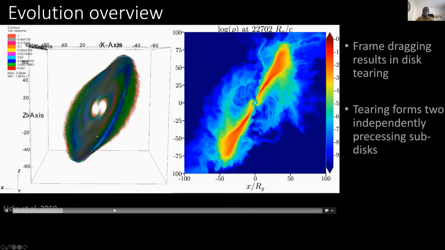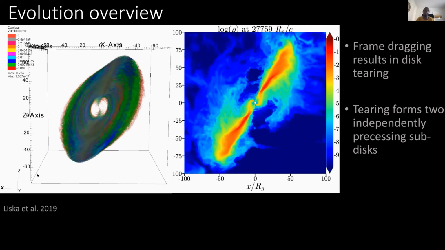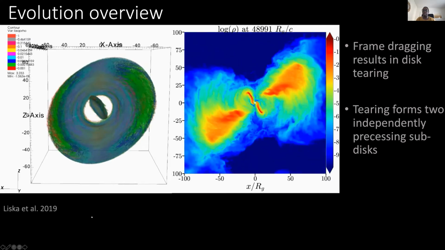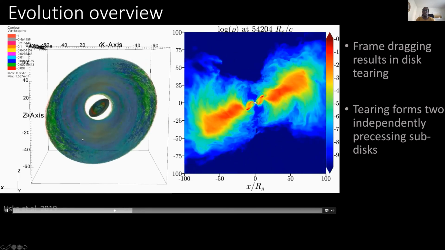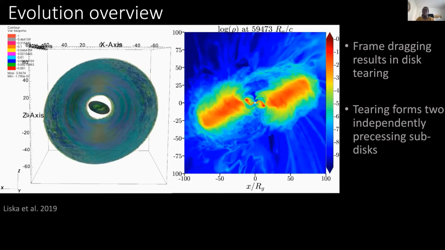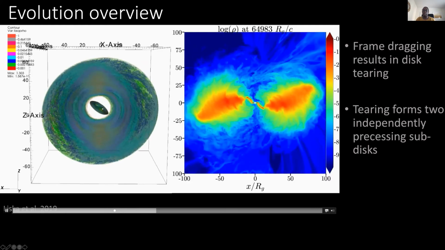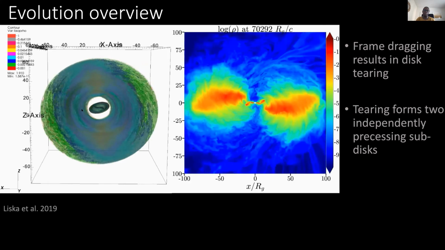Frame dragging induced by the spinning black hole causes the disk to periodically tear into two subdisks, as seen here. These subdisks independently precess. The disk tearing is caused when the torque from the spinning black hole overcomes the viscous torque that holds the disk together. The subdisk closest to the black hole is seen to be precessing, as seen here. The emission from such a precessing subdisk is expected to be quasi-periodic.